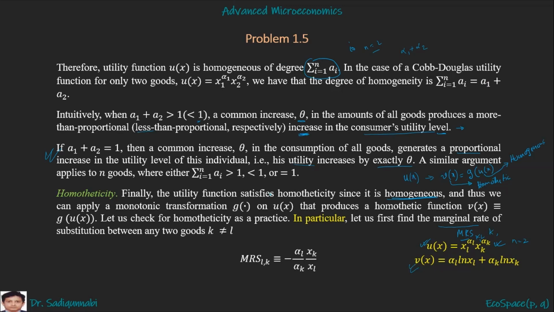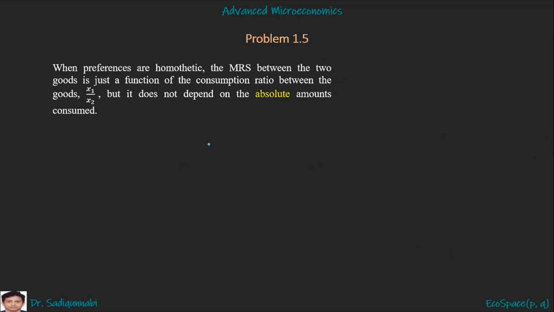This is our MRS. The simple way to find the homotheticity of that function is that the MRS between the two goods is just a function of the consumption of the two goods, that means a function of X1 and X2. If MRS is a function of these two goods, it is independent of the absolute amount consumed.